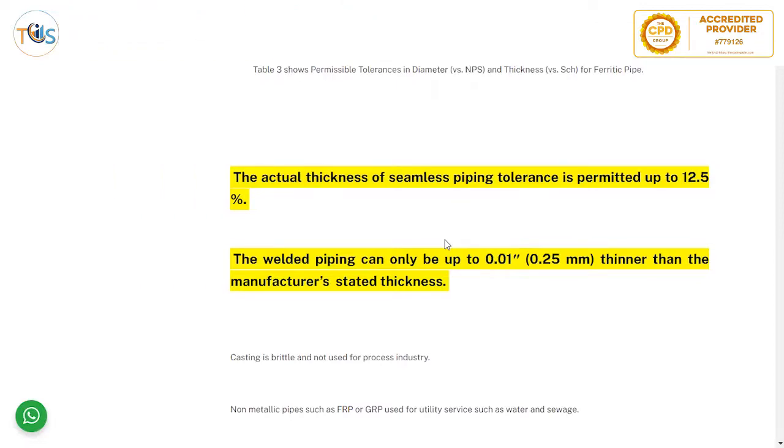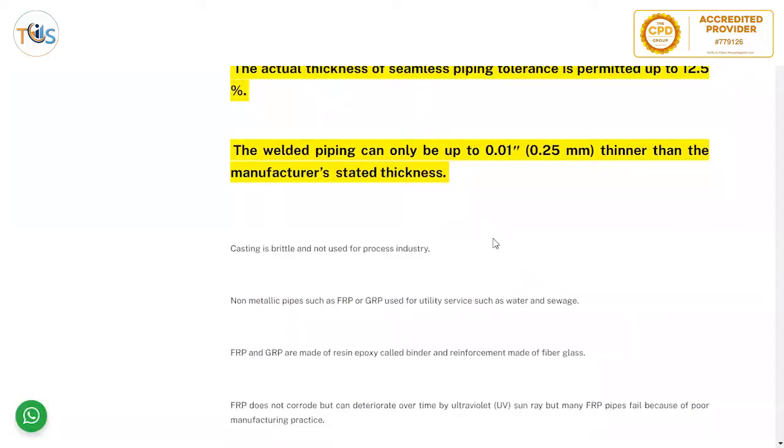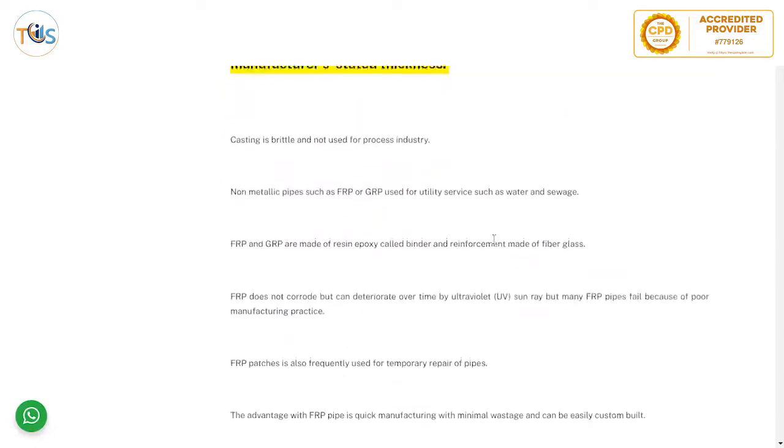This might be an exam question. However, welded piping can only be 0.01 inch thinner than the manufacturer's stated thickness. This is because welded piping is made of plates, and according to ASME Section 8 and other codes, the plate cannot be thinner by 0.25 millimeter or 0.01 inch. The same rule applies when it is rolled and turned into a pipe by welding.